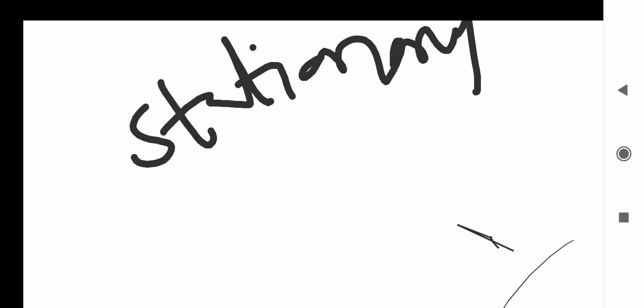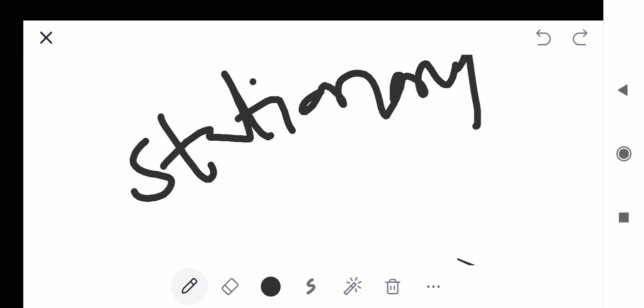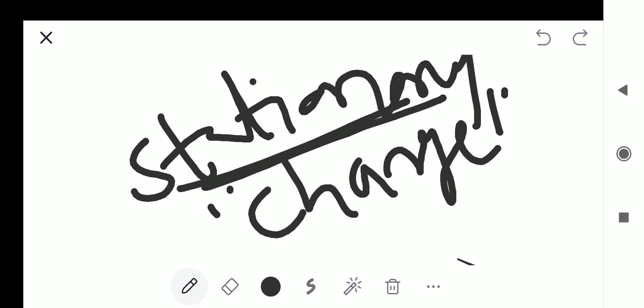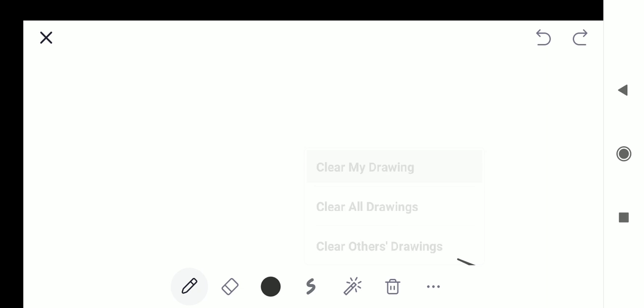Electrostatics. What is the definition of electrostatics? A branch of science which deals with stationary charges. The charge has to be in a stationary form. A branch of science which deals with the stationary charges.